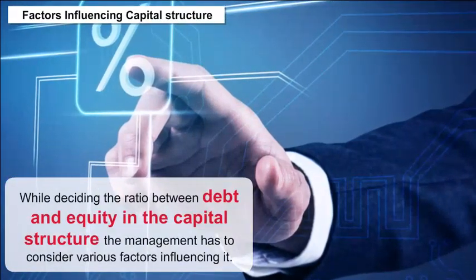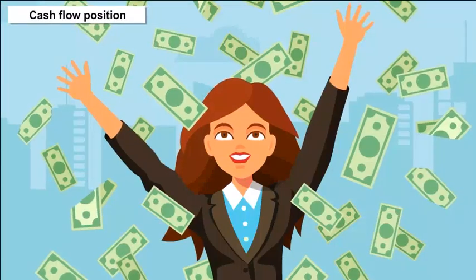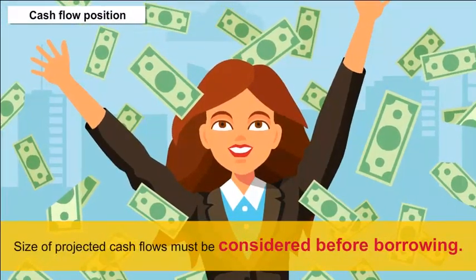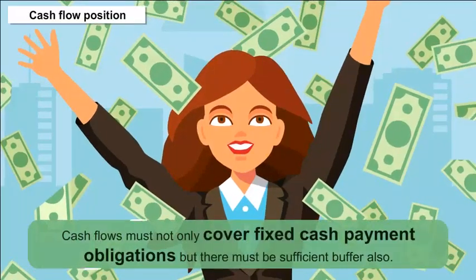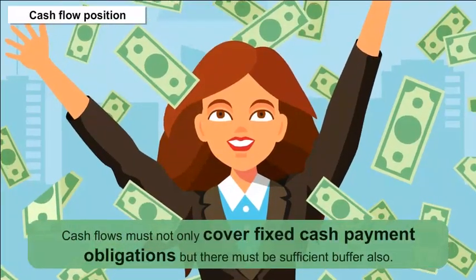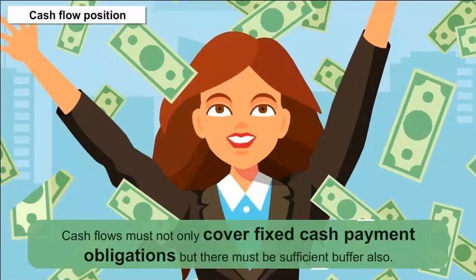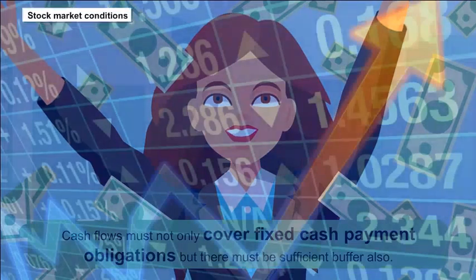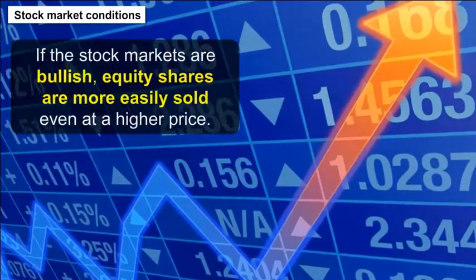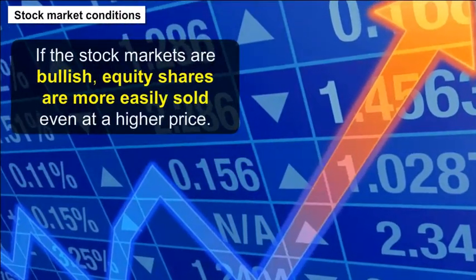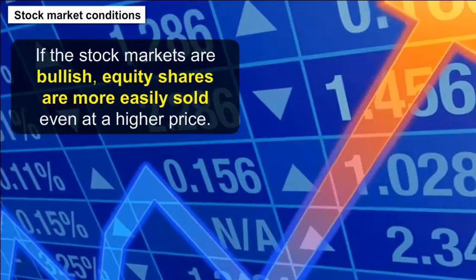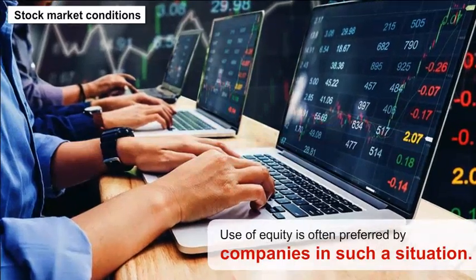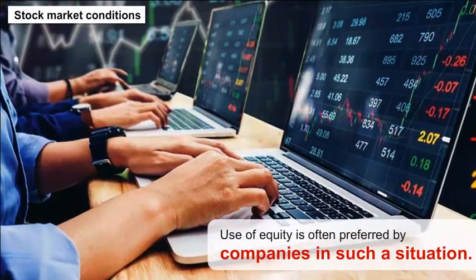They are discussed below. Cash flow position. Size of projected cash flows must be considered before borrowing. Cash flows must not only cover fixed cash payment obligations, but there must be sufficient buffer also. Stock market conditions. If the stock markets are bullish, equity shares are more easily sold even at a higher price. Use of equity is often preferred by companies in such a situation.